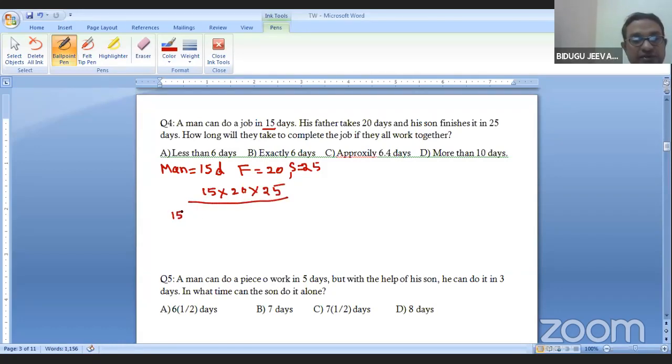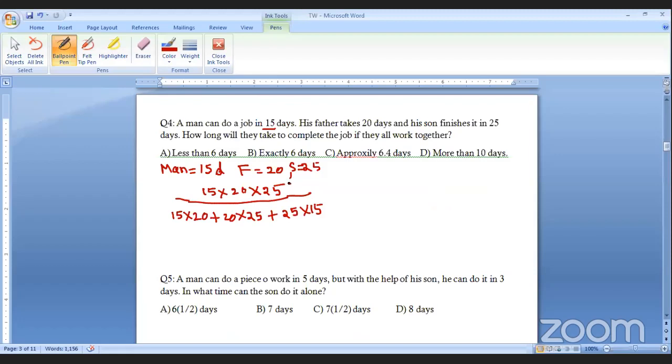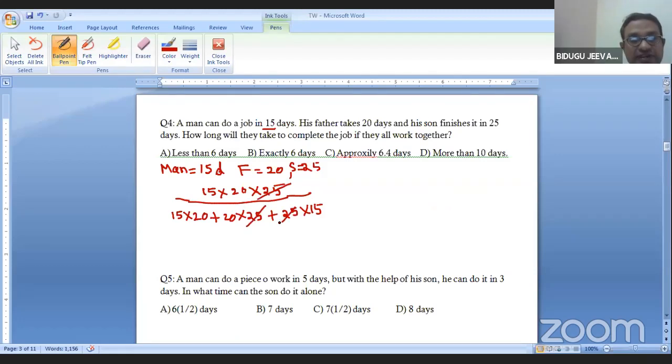Let me do 15 into 20 into 25, by 15 into 20 plus 20 into 25 plus 25 into 15. So what I said before, going to simplify this one? Larger value, we have to remove 25, 25, 25. Here this is 5 into 4. This part is 5 into 3. Here also we have 25. Let me write the leftover. It is 12, it is 20, it is 15. Altogether how much? 47. This is 27 plus 20, 47.